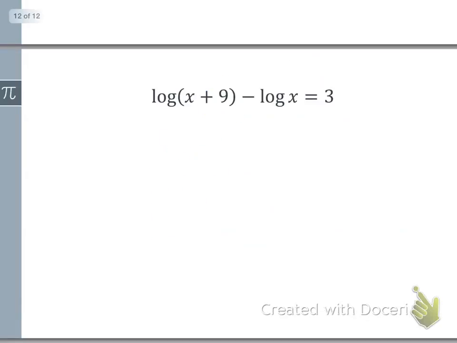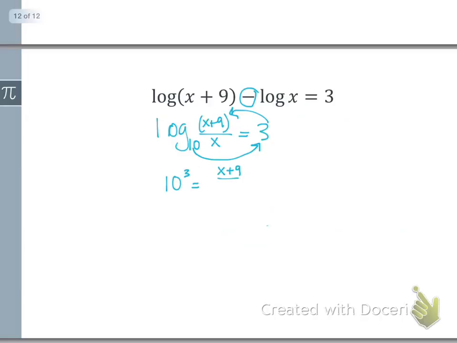Okay, my next one, we got to condense it. Doesn't look like I have any exponents to send back, so this means dividing. So I'm going to have log of (x plus 9) divided by x is equal to 3. So it's a base of 10. So I do my base to my power, what it's equal to, which is this (x plus 9) over x.